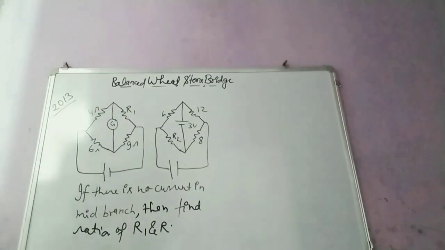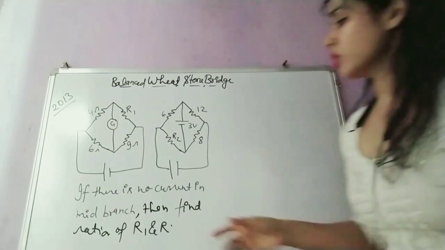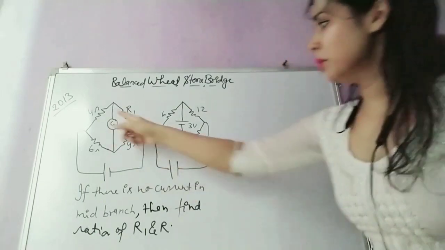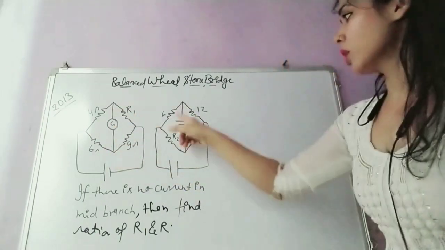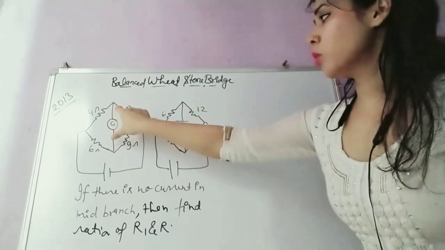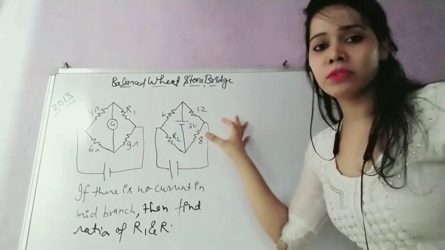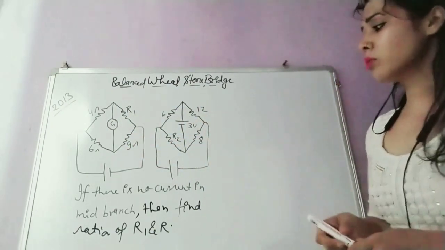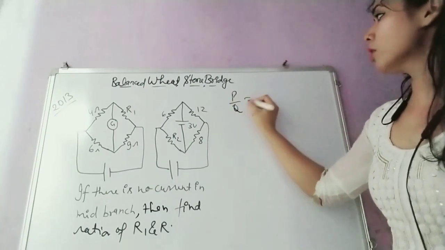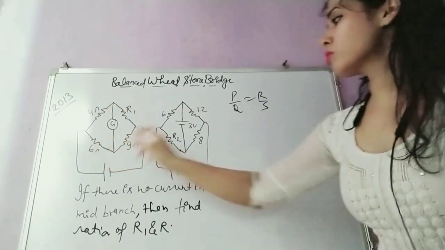So what is that question? Let's solve it. As we know, the question told that there is no current through this branch. In the mid branch means no current through this also. So it is the condition of balanced Wheatstone bridge. So what we know, balanced Wheatstone bridge condition is P by Q equals R upon S. So this one upon this one equals this one upon this one.